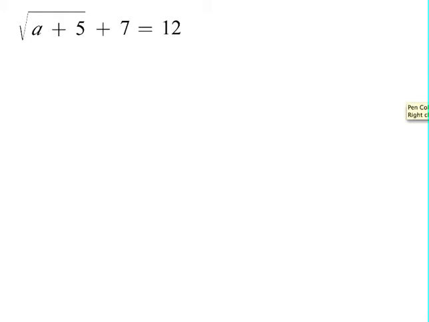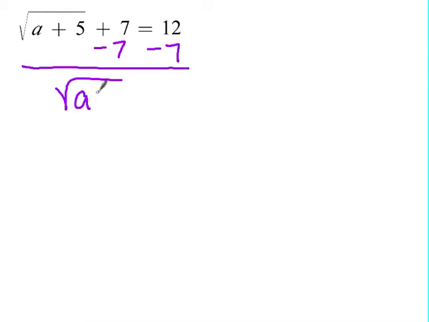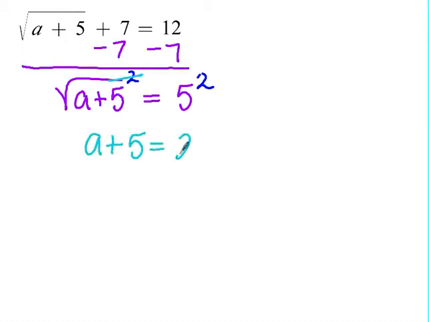What are you going to do here first? Subtract 7. Very good. So then that leaves me with root a plus 5 equals 5. What do you do now? Square it. Good. Notice you don't get rid of the 5 on the left side first. You have to square it first, get rid of that square root, and then that leaves you with a plus 5 equals what? 25. What do you do now? Subtract 5. Very good.